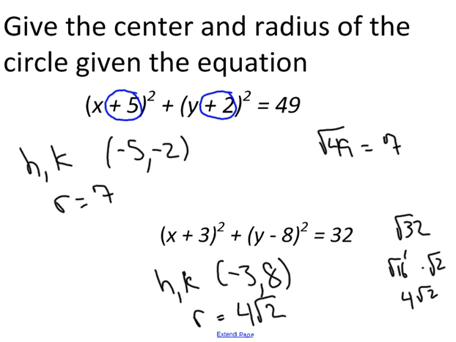Okay, I hope this video helps you with writing the equations of a circle. And then we also extracted the center and the radius when given the equation of a circle.